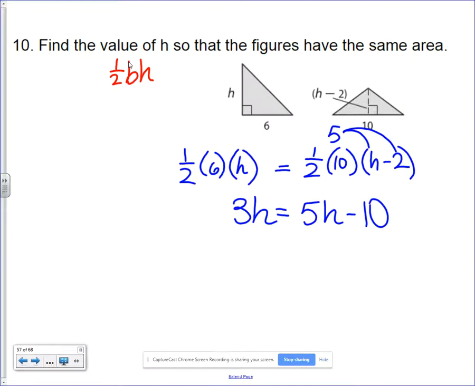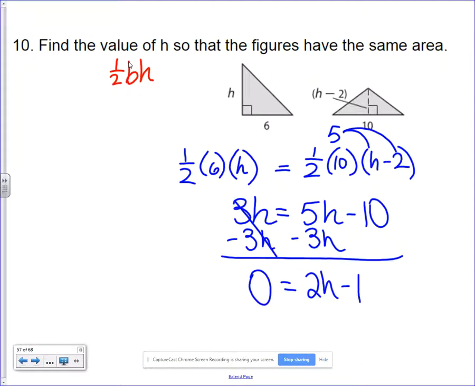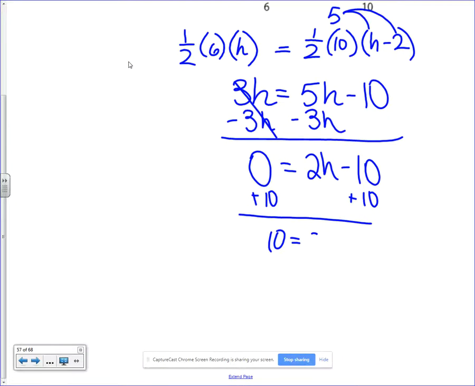What would you do next to get your variables together? Everybody good with subtracting the 3? That one's smaller, right? Yes? She says this is 0 equals. Good. Then plus the 10. H is 5.